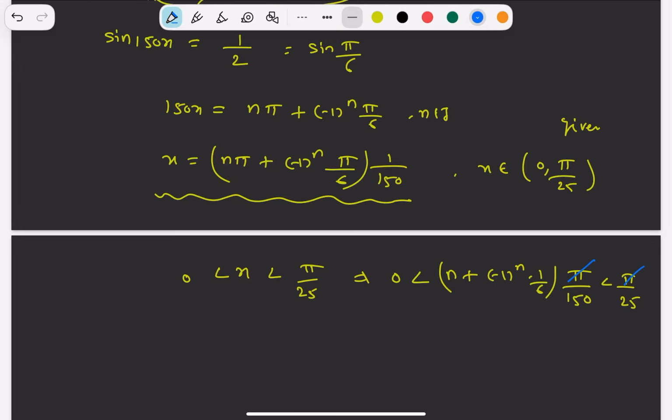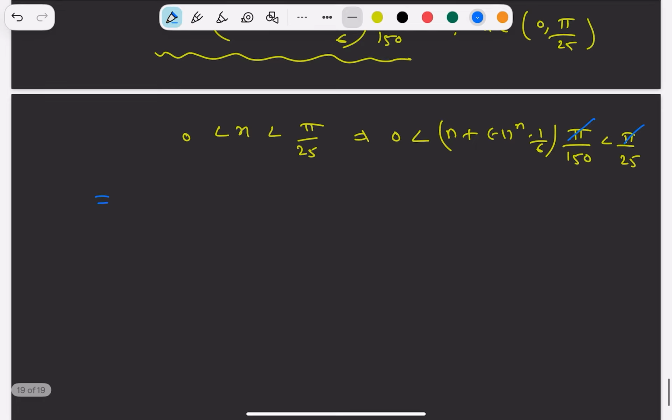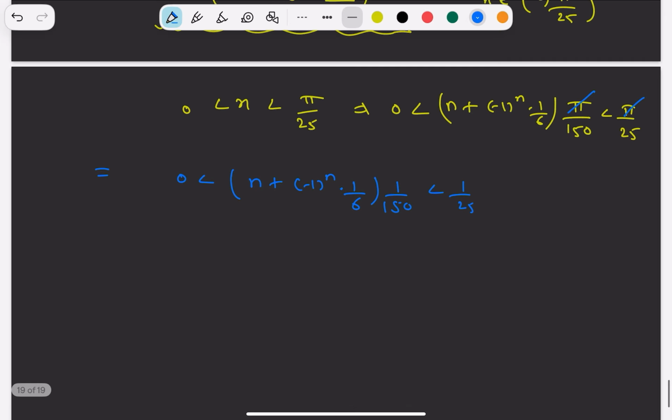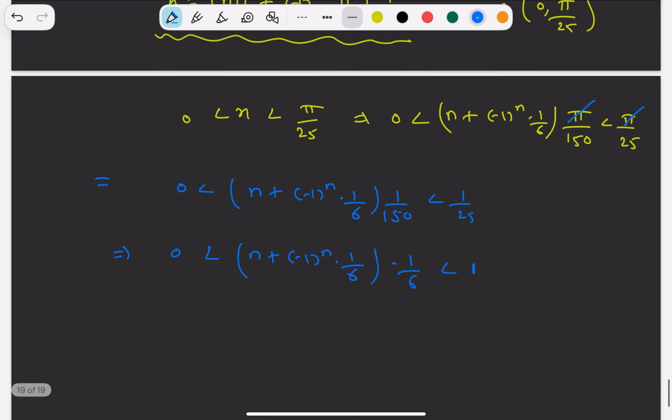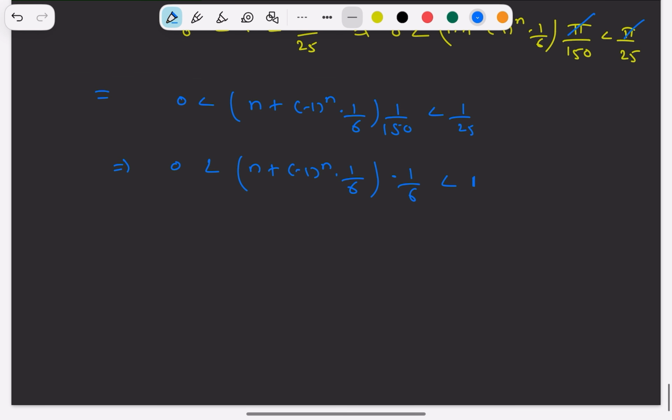So now I am cancelling out pi here, and 0 by pi will become 0 itself. So the value we get is 0 less than n plus minus 1 raised to power n into 1 by 6, and obviously 1 by 150 also, and then less than 1 by 25. Multiply by 25 on both sides. So this will become 0 and this will become n plus minus 1 raised to power n into 1 by 6, and if you multiply by 25, 1 by 150 into 25 will become 1 by 6 itself. So obviously we are going to have 6 itself, correct?